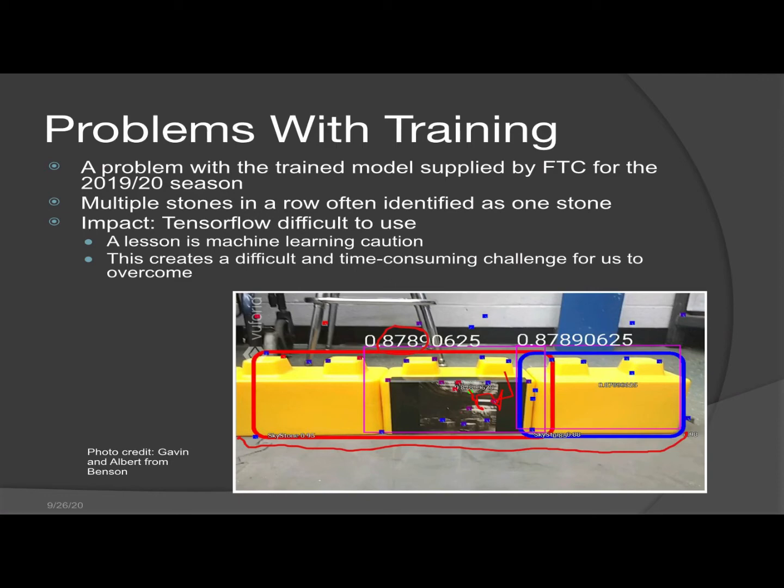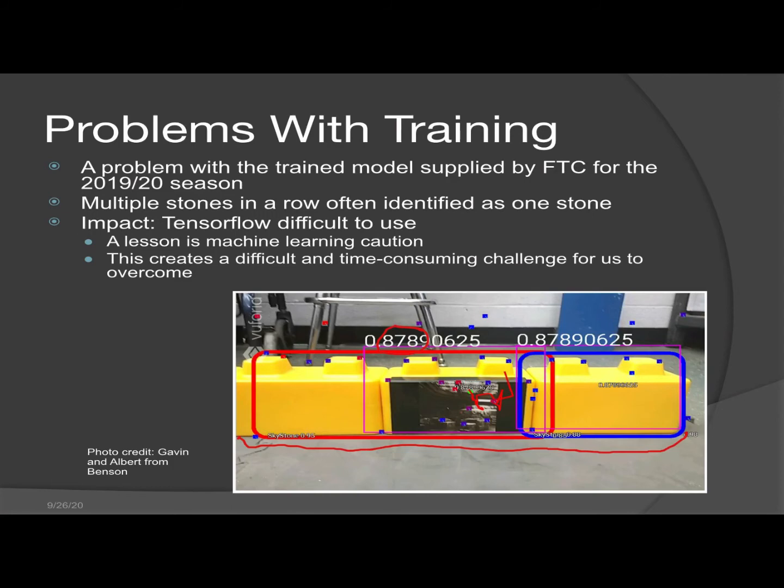And so that is something that can occur. And what some teams did is they said, well, that's not acceptable for the model to do that. They retrained the model by taking hundreds of photographs and then going through a process of retraining that took a few hundred hours to create a better model that would distinguish between two stones when they were next to each other. But that was hard. And so that is something that we hope we don't have to do this year.